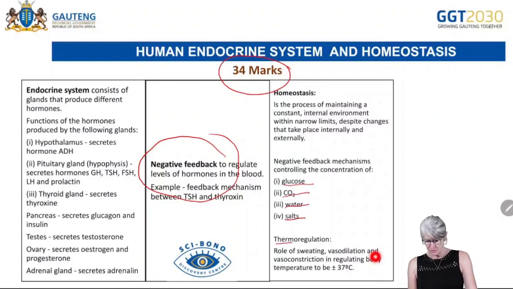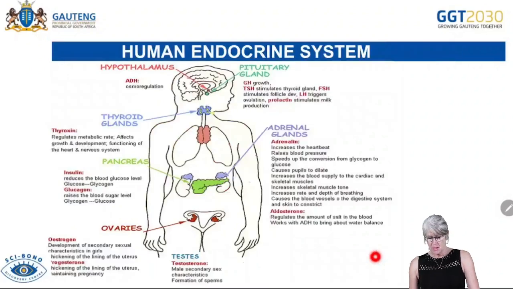And then we're also going to have a look at thermoregulation, which has to do with body temperature, how we regulate our body temperatures. All right, so if we have a look at this diagram, we can see all the main endocrine glands on here. What's important is you need to learn this diagram. You must know where the different glands are situated, and the hormones that they release.